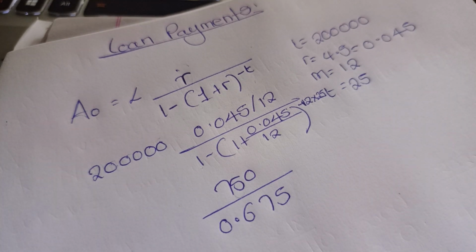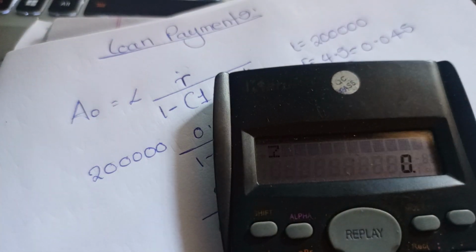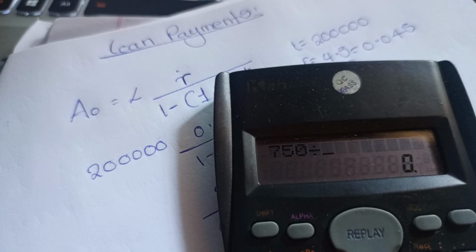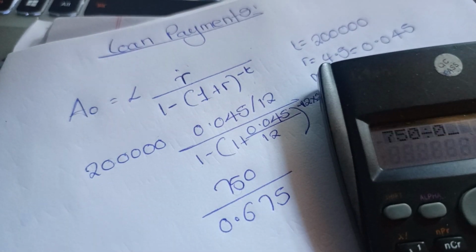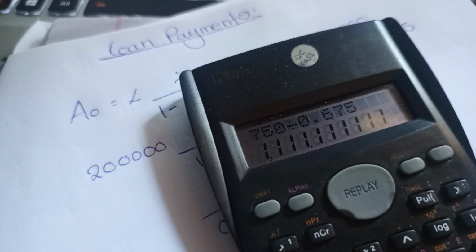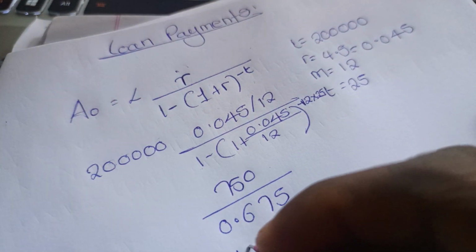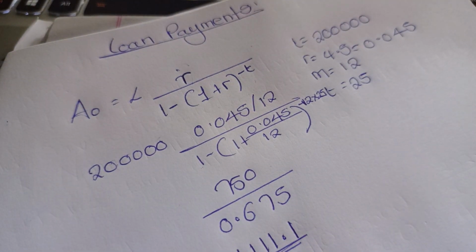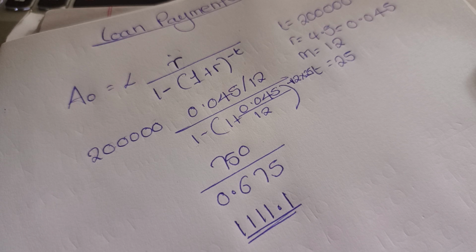So this is the result, where if we just divide 750 by 0.675, we're going to get our answer as 1,111.1. So this is the monthly payment that must be paid in order to mitigate the loan, which is the 200,000 we were given in the first place.